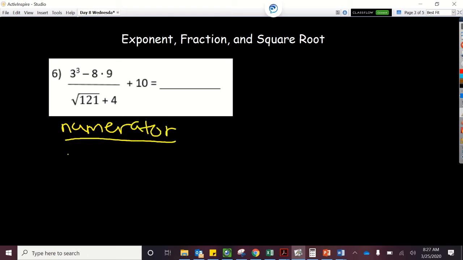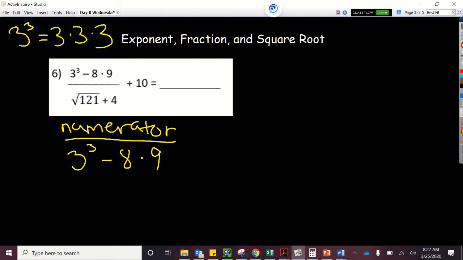So in the numerator, I have 3 cubed minus 8 times 9. Now the exponent here tripped up a lot of people. 3 cubed does not mean 3 times 3. 3 cubed means 3 times 3 times 3. So the answer is not 9, and you can use your calculator if you need for this.